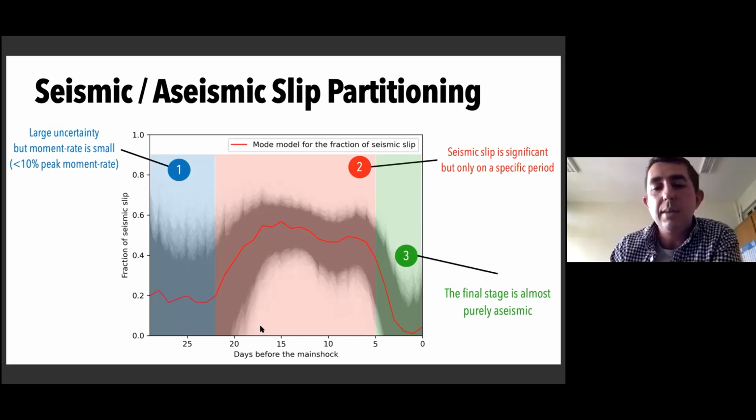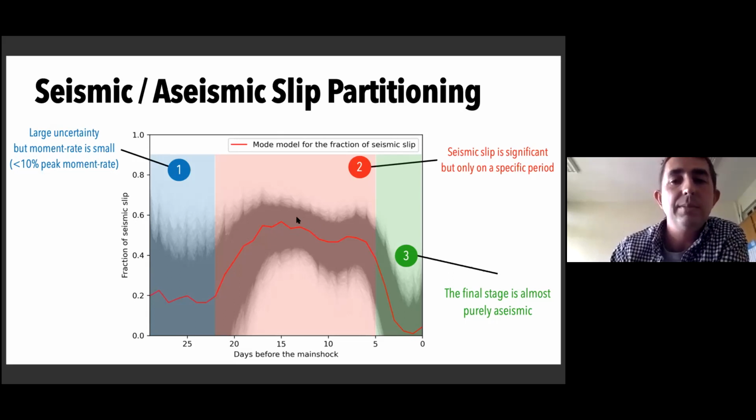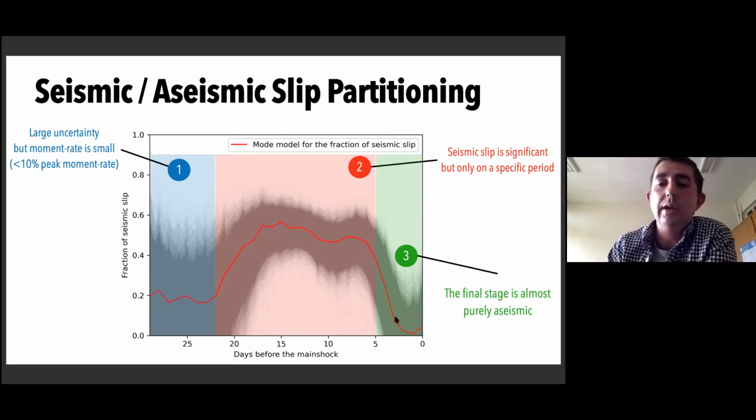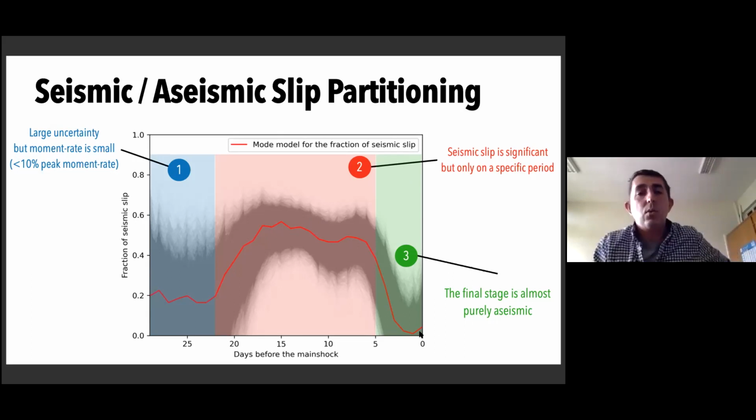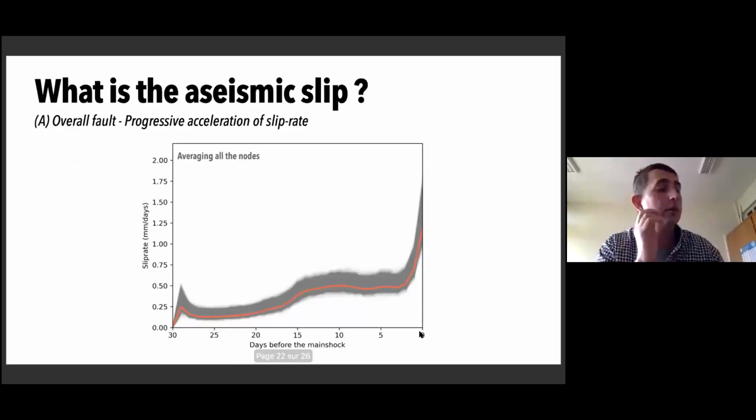And in this time period, between, let's say, 18 days to 5 days before the main shock, the fraction of seismic slip is rather significant, because you have about 60% of the slip that is happening on the fault that seems to be seismic, and only 40% that seems to be aseismic. And then you reach the final stage in which things start to be rather aseismic again, with not much contribution from the foreshocks.